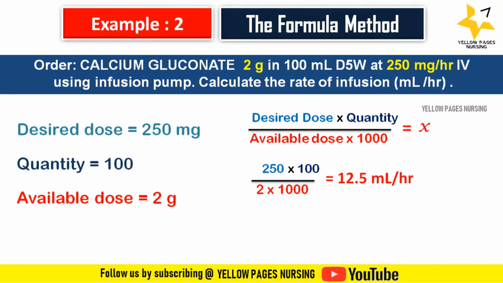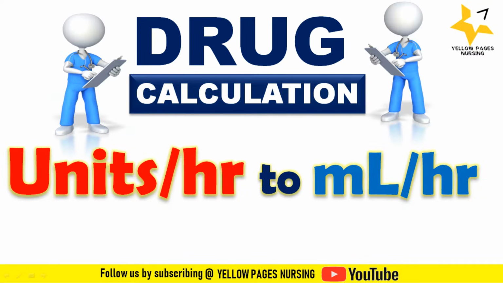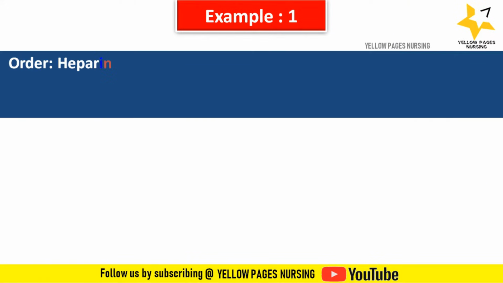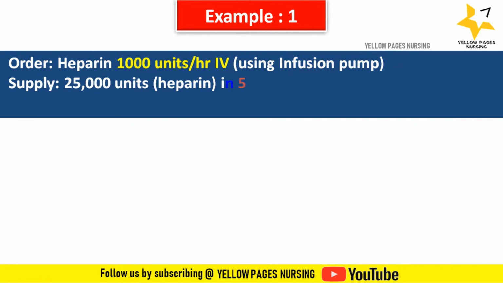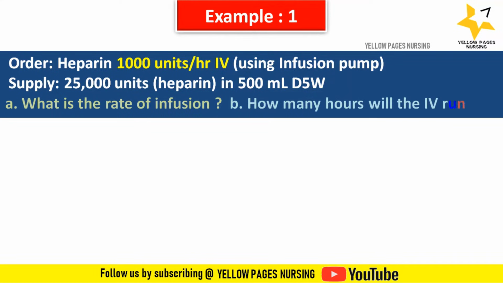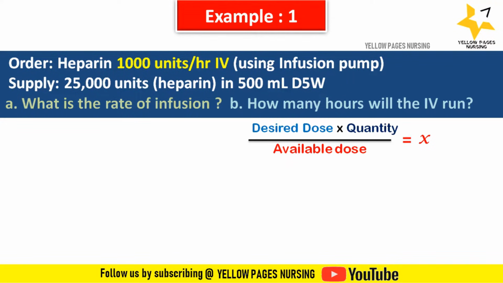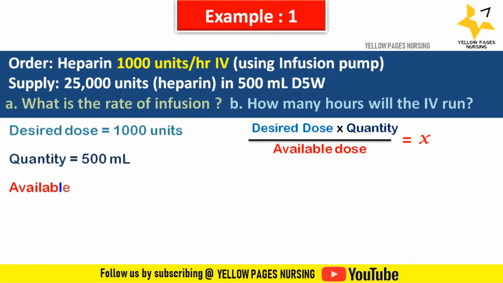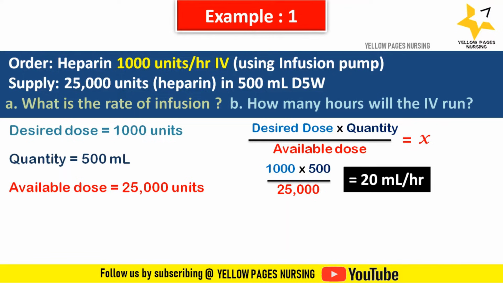Next example, to convert units per hour to ml per hour, is doctor's order heparin 1000 unit per hour IV using infusion pump. Supply 25,000 units heparin in 500 ml D5 water. What is the rate of infusion and how many hours will the IV run? The formula will be desired dose multiplied by quantity divided by available dose, which gives X. Here the desired dose is 1000 units, quantity is 500, available dose is 25,000 units. Applying all in the formula, we get 1000 multiplied by 500 divided by 25,000, which gives 20 ml per hour.